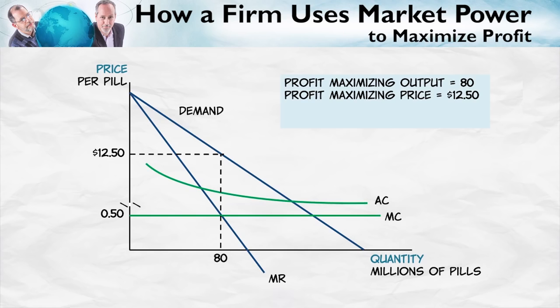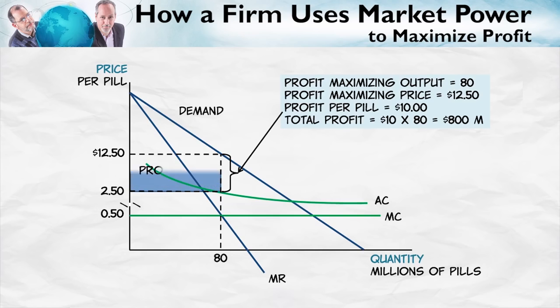One more curve. Let's remember our average cost curve. If we introduce this curve, we can now show profits on the diagram, just as we did with a competitive firm. The profit is the price minus the average cost. In this case, that's $10 per pill, times the quantity, in this case, 80 million units. So profit is the shaded area given right here. So now we've got everything.